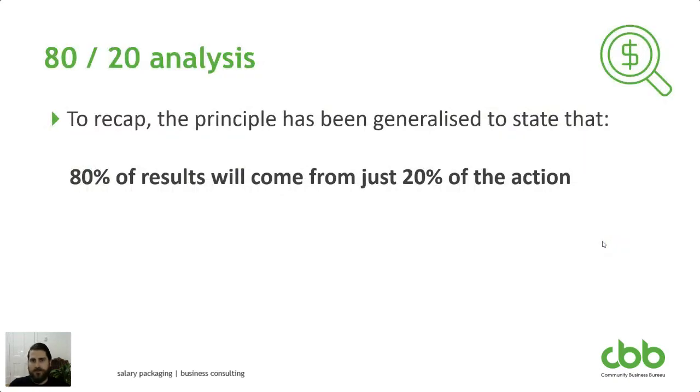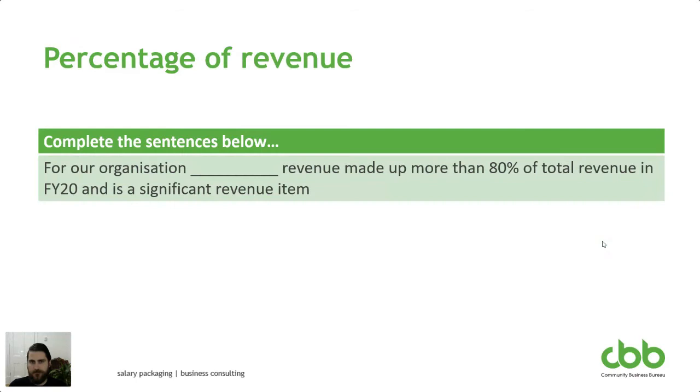The 80-20 analysis. So to recap from previous modules, the principle has been generalized to state that 80% of results will come from just 20% of the action. So when looking at revenue, have a look at these as action items. For our organisation, which account, which revenue item makes up more than 80% of total revenue in, say, FY20, it can be for any year, and is a significant revenue item. So what's that one revenue item that's making up around about 80% of total revenue?